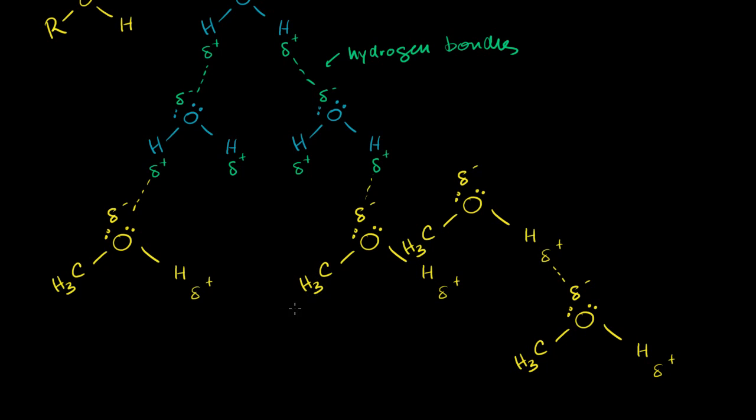Now, as this chain grows, or if you have alcohols with longer radical chains, then they become less and less soluble in water. But their boiling points actually do go up. And let's think about why that is. So if I have something like butanol, butanol is going to have 4 carbons. So it's going to be H3C, CH2, CH2, H2C, and that last carbon right there is going to be bonded to an oxygen, which is bonded to a hydrogen.